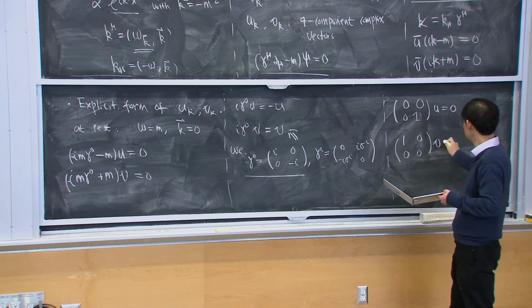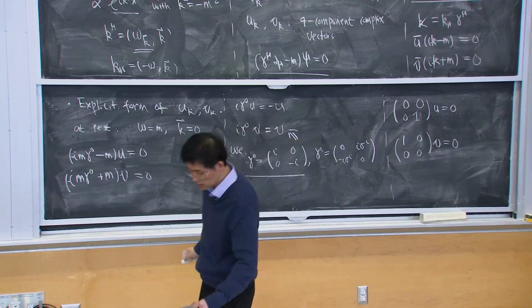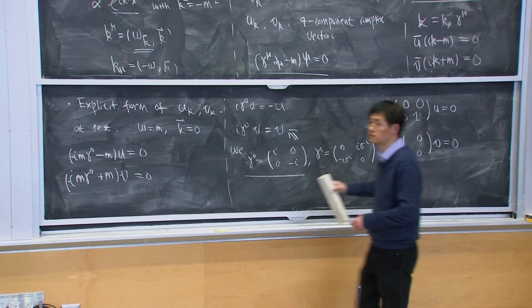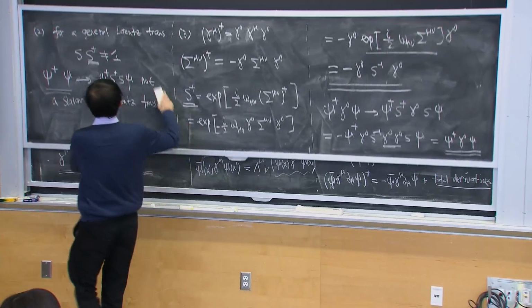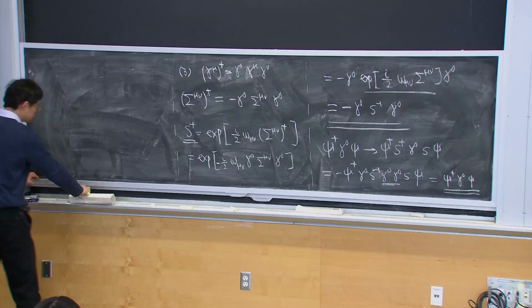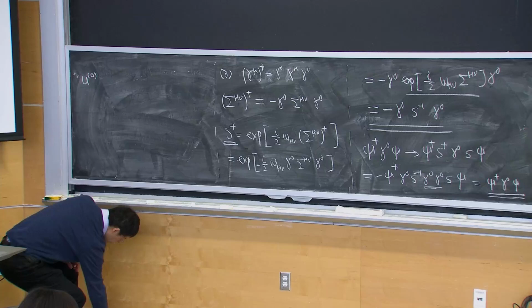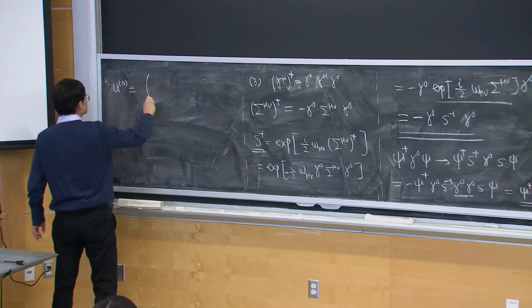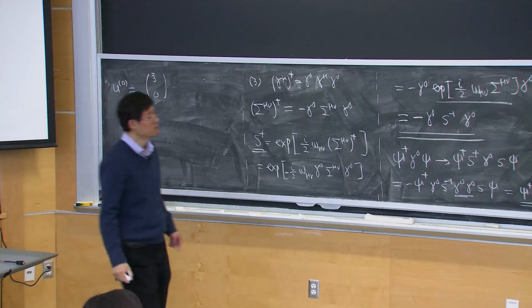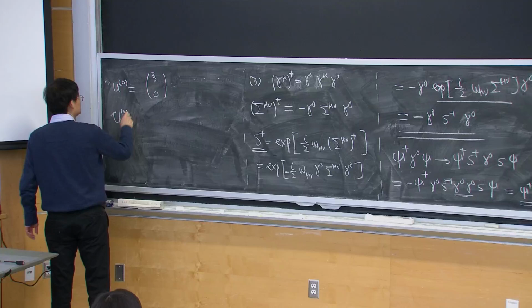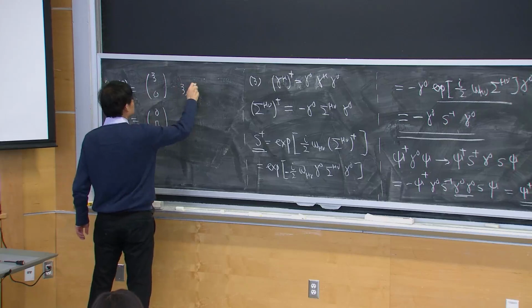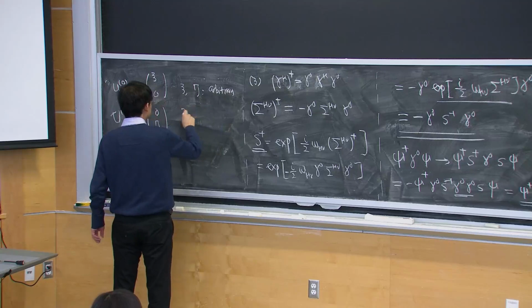So that means the solution of this equation for U, with the upper index zero meaning this is for zero momentum, we can just choose U^0 to be (psi, 0). Here psi is some arbitrary two-vector. For V, we can just choose the lower component, V^0 to be (0, eta). So psi and eta are arbitrary two-component complex vectors.